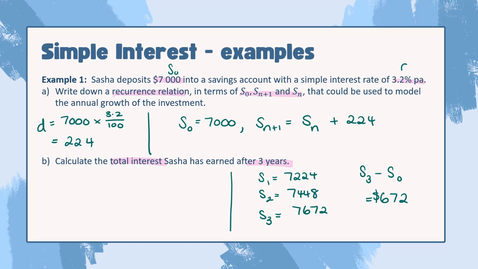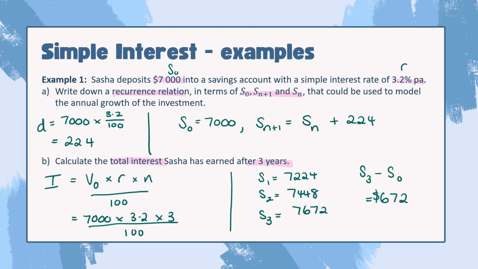And our simple interest formula is interest equals the principal, or our starting value, times the rate of interest times time. So how many time periods have passed? Over 100. So we can do the same thing here, the same calculation. We can find that our interest is equal to 7,000 times 3.2 over 3 years, all divided by 100, and we get the same outcome of $672 in interest.